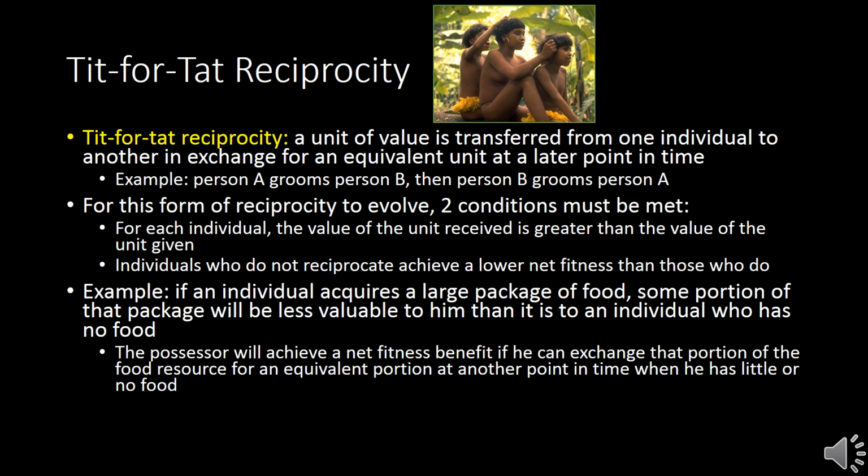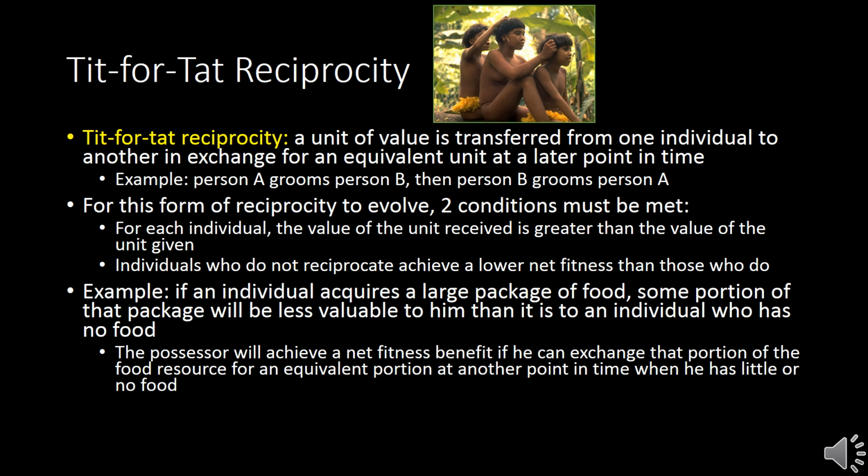Acts of reciprocity can be divided into two kinds: tit-for-tat reciprocity and trade. Tit-for-tat reciprocity is when a unit of value is transferred from one individual to another in exchange for an equivalent unit at a later point in time. Grooming is a case in point. Jane grooms John now, and later John grooms Jane. For this form of reciprocity to evolve, two conditions must be met. First, for each individual, the value of the unit received is greater than the value of the unit given. And secondly, individuals who do not reciprocate achieve a lower net fitness than those who do.